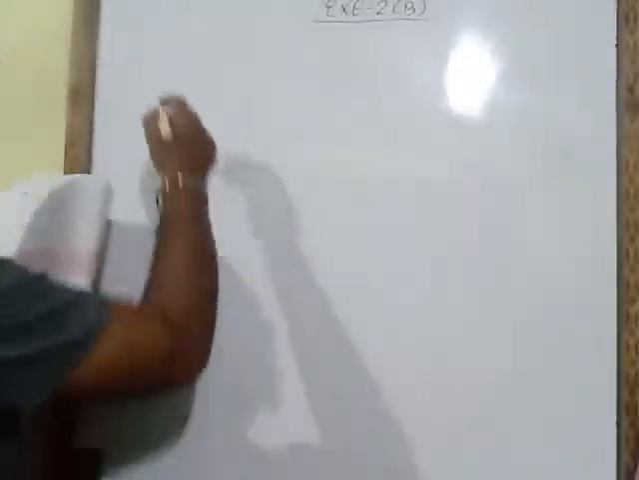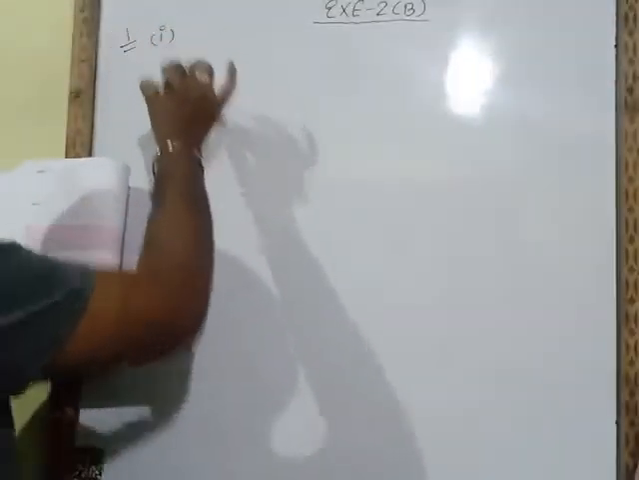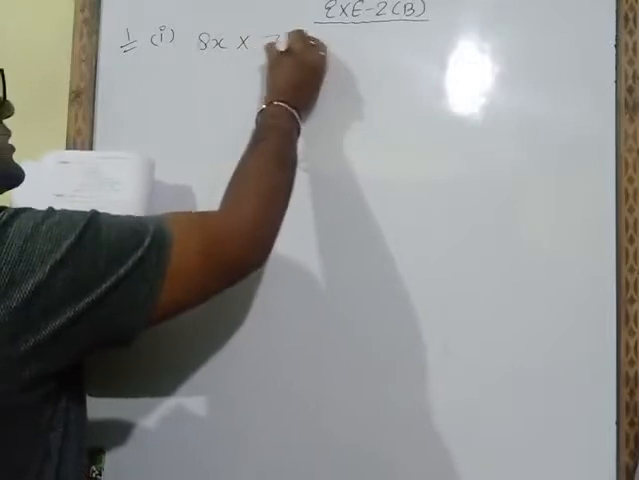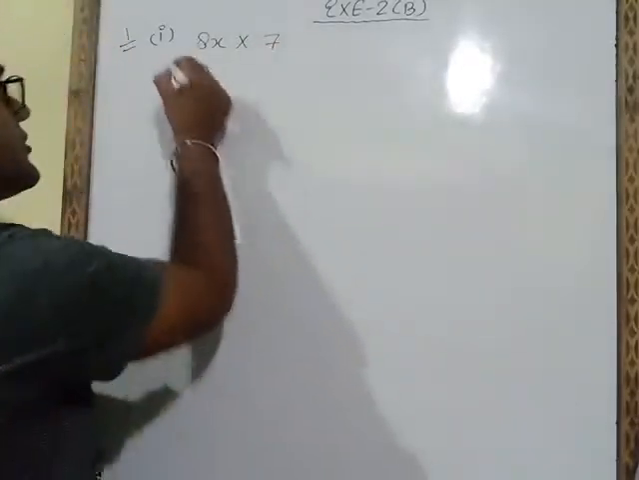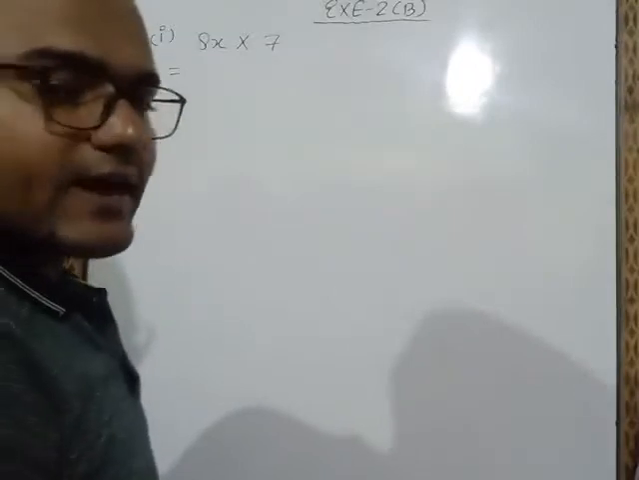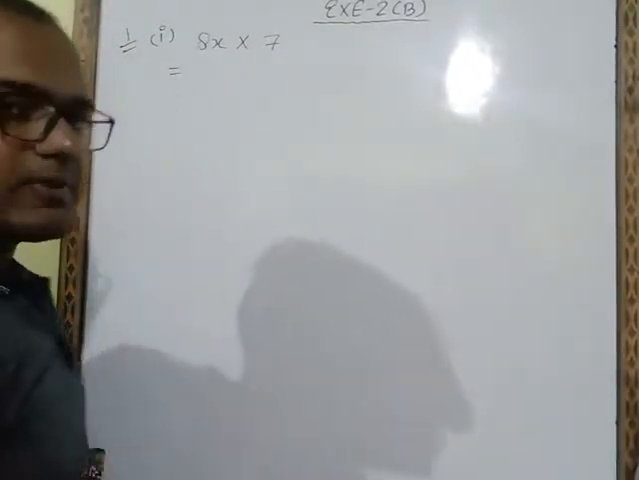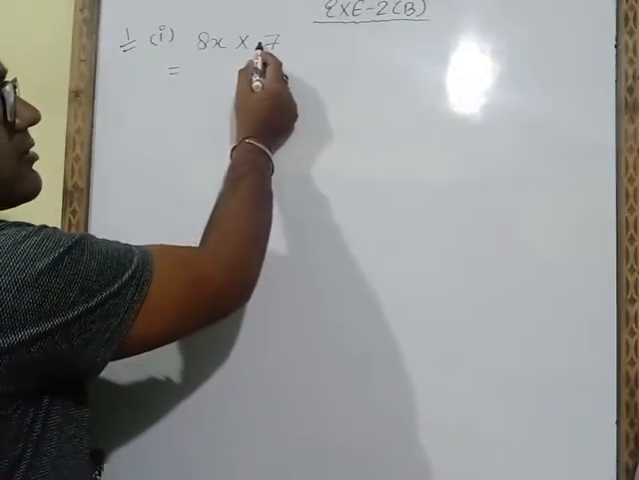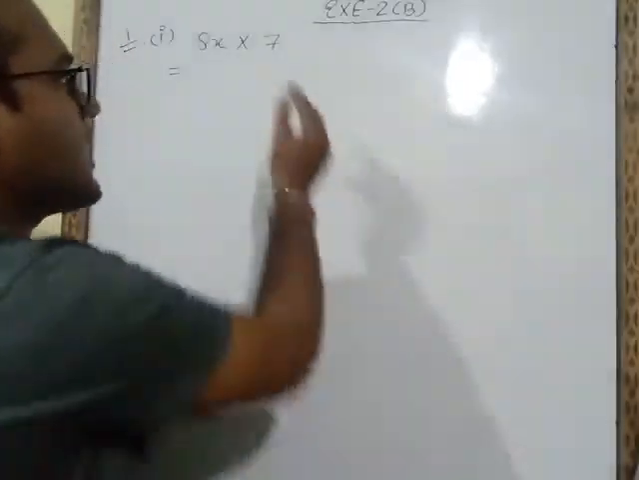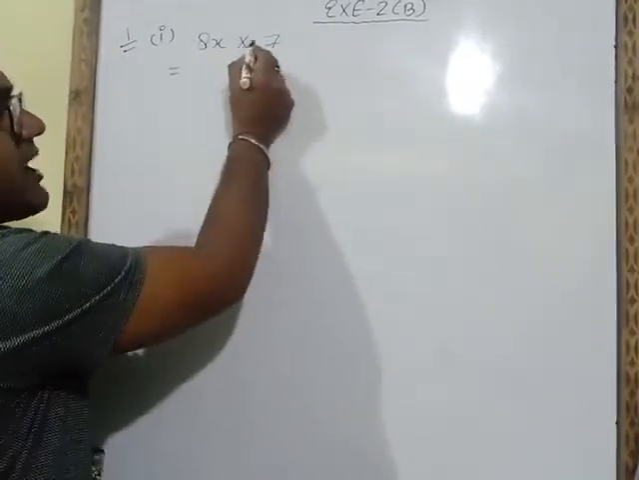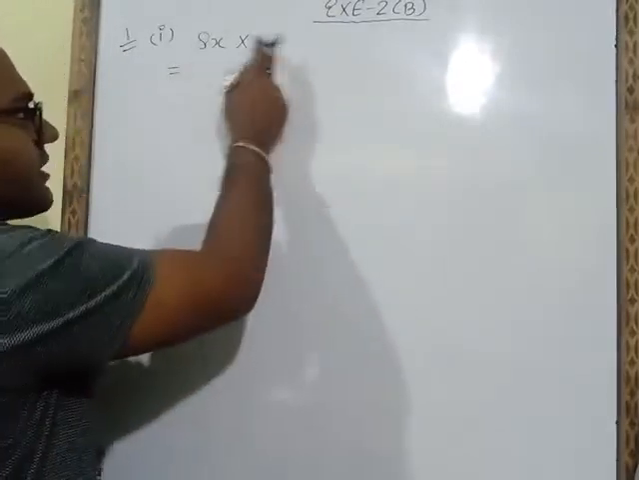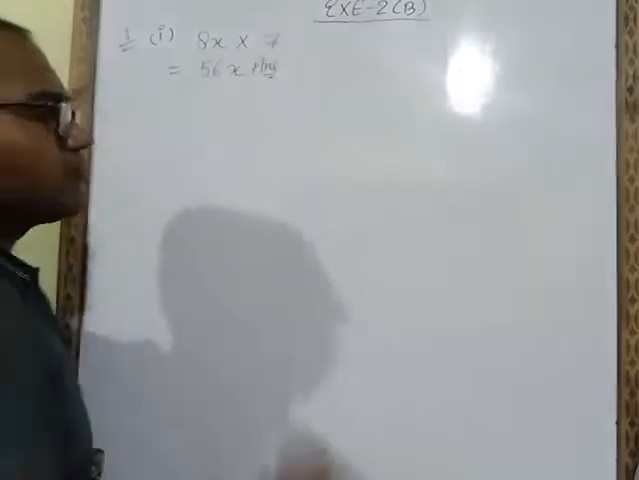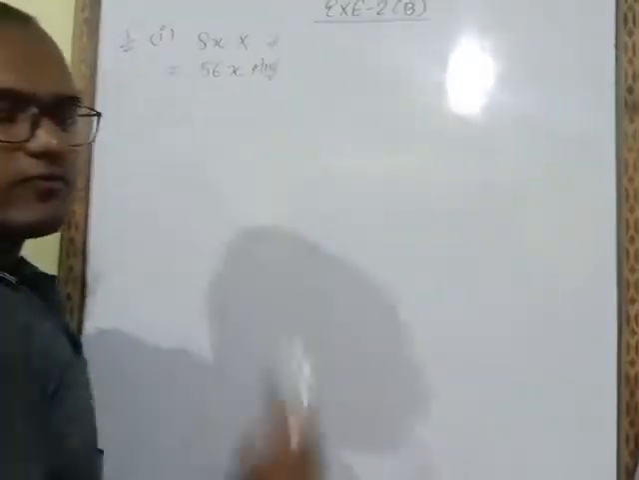Question number 1, first part. You have to multiply 8x by 7. In place of "by" we will take the multiply sign. First of all, multiply the signs. On the left hand side of 8x a plus sign is given, no sign means plus. On the left hand side of 7 no sign is given, that means the sign is plus. So plus multiply plus will become plus only. 8 times 7 is 56, and this x we will also write. So the final answer of these two terms is 56x.